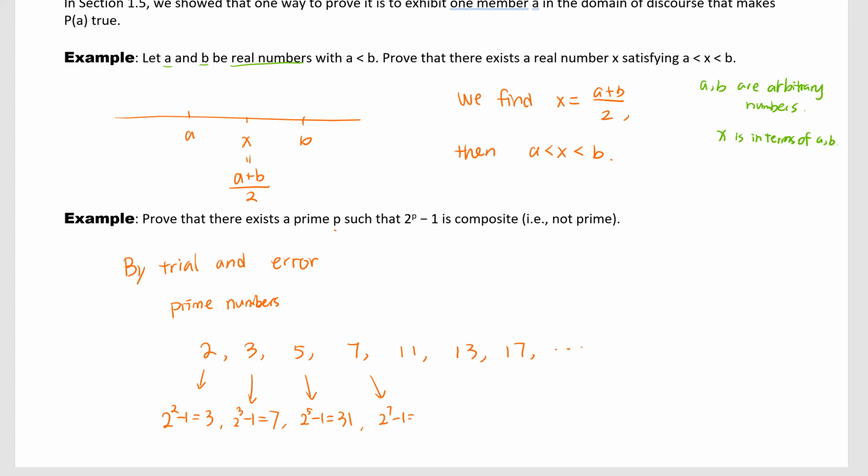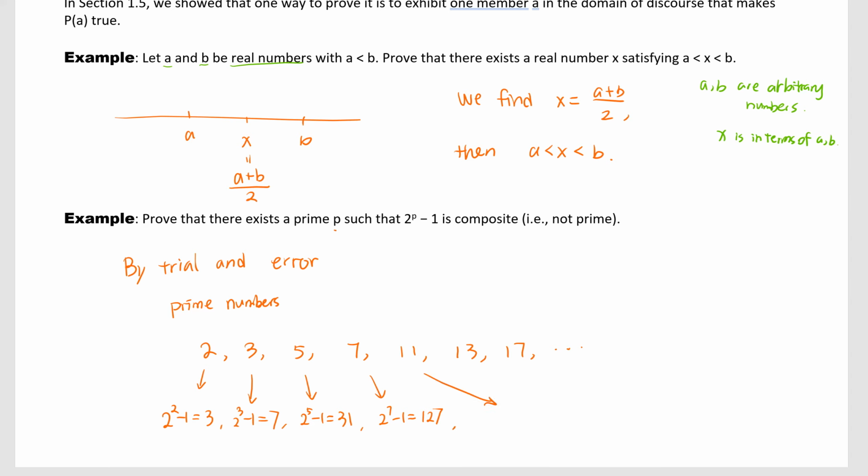2 to the 7 minus 1. Well, I hope you can remember the powers of 2. 2 to the 1 is 2, to the 2nd is 4, 2 to the cube is 8, 2 to the 4th, 16, 2 to the 5th, 32, 2 to the 6th, 64, 2 to the 7th, 128. So 128 minus 1 is 127. To figure out whether 127 is prime, you can try to find a divisor of it, and then you realize this is actually a prime number.